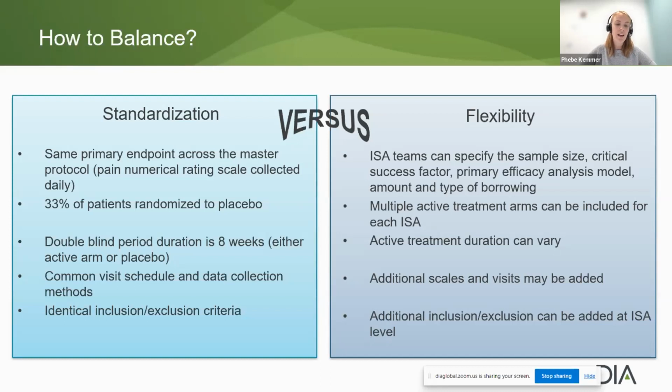And then we have identical inclusion-exclusion criteria to maintain as much similarity as possible between the ISAs to allow for borrowing. But in some cases, we have added additional inclusion-exclusion criteria at the ISA level. So it's a balance between these two things.